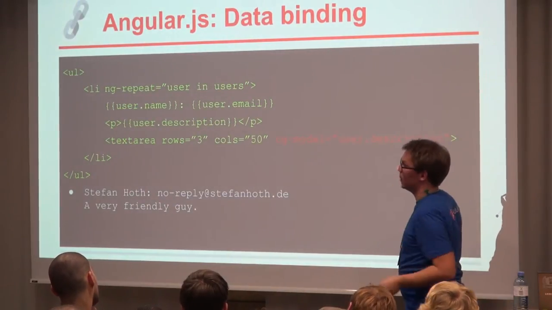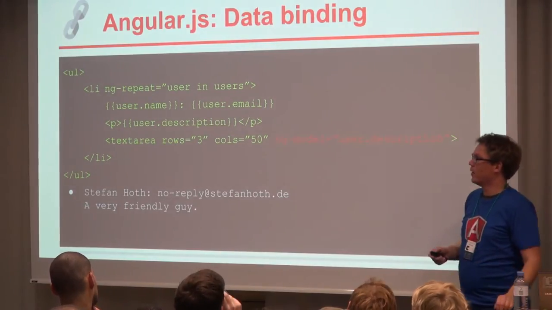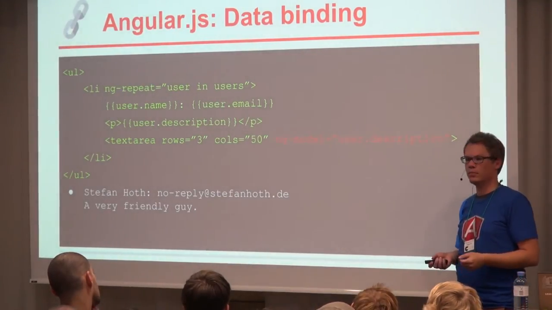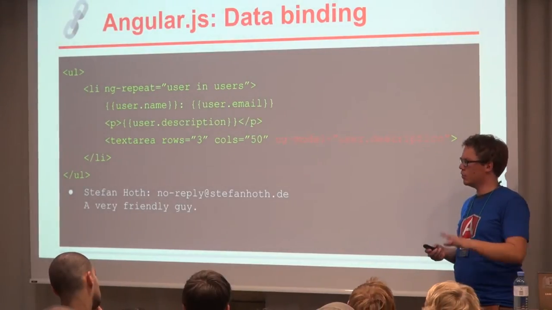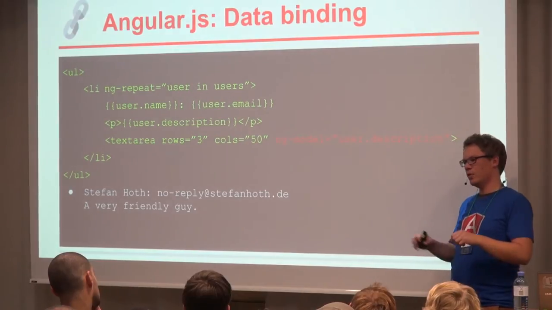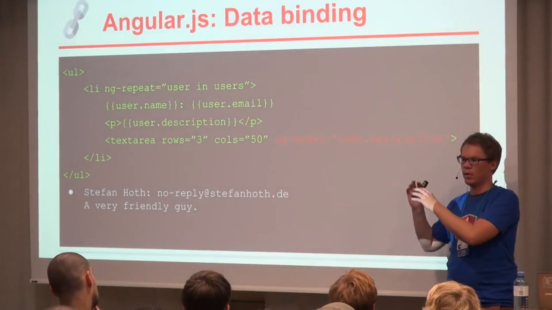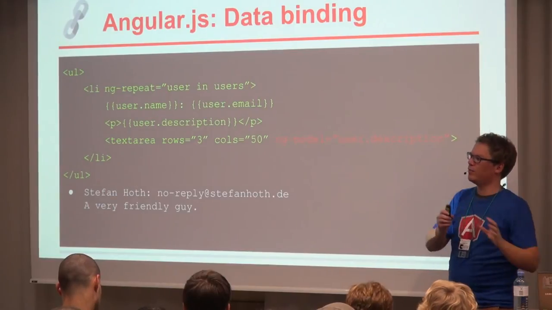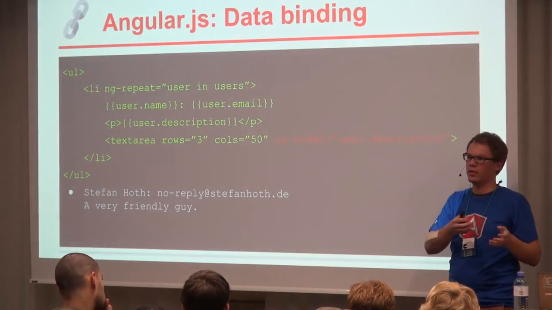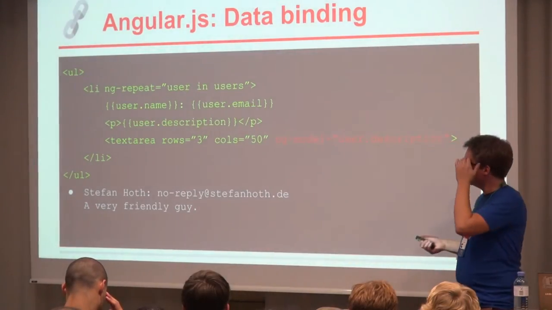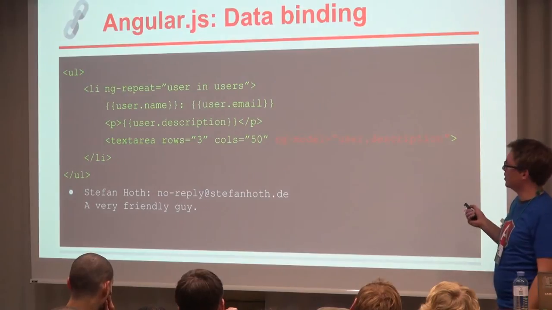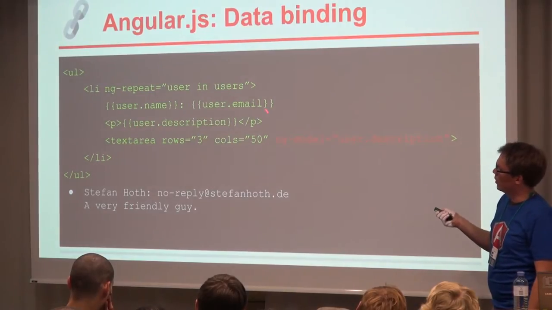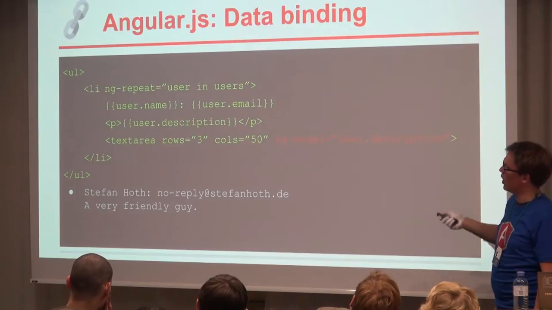Data binding is also pretty cool. We use this for, so who doesn't know really what data binding is? Okay, just really quickly then, data binding helps you, you have data in a model, user dot something, name, description, email, and so on, and you have text somewhere and ways to change this. For example, in this example, we have a text area that is being tied to user description. So once this gets executed, we see the list of users being executed over and over. I come to the ng-repeat later.